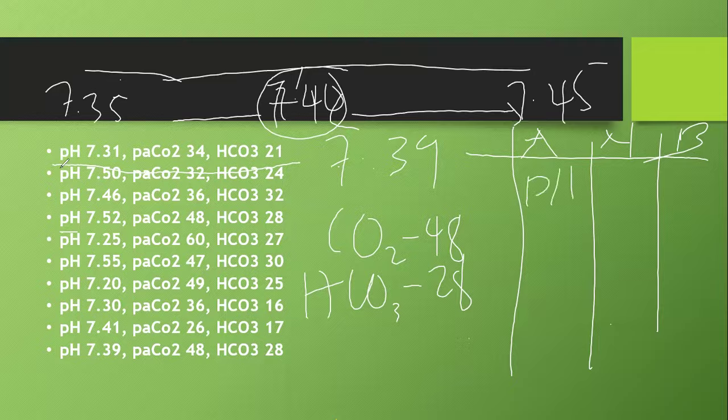pH is acid. Now let's come to the second one, which is carbon dioxide. Carbon dioxide here, is it a base or acid, or is it normal? It's acid. 48, so it will fall under acid. Then the last one is bicarbonate. The bicarbonate is 28. Is it normal? Is it acid? Is it a base? It's base. So this falls under base here.